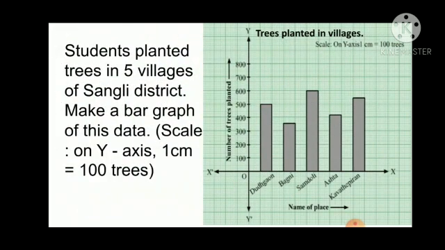Next, students planted trees in 5 villages of Sangli district. Make a bar graph of this data. Scale on y-axis: 1 centimeter is equal to 100 trees. Children, see the bar graph drawn alongside. Here scale is taken 1 centimeter is equal to 100 trees.